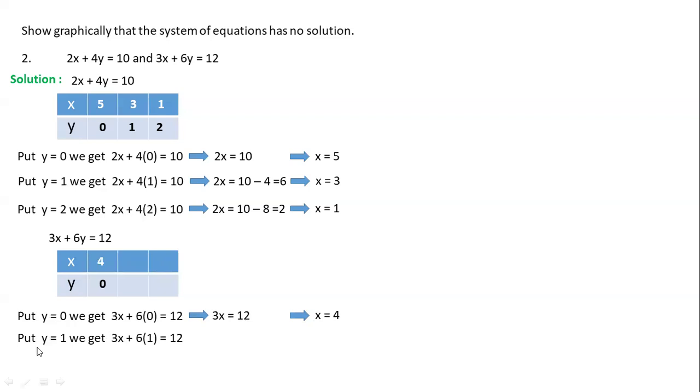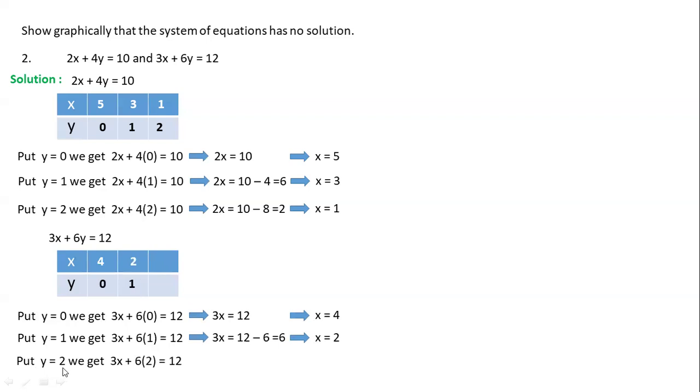Next, y is equal to 1. That is, 3x plus 6 into 1 is equal to 12. That is, 3x is equal to 12 minus 6, which is 6. So 6 divided by 3 is 2. So you'll get x is equal to 2. Let's take one more value. Well, let's put the value here first. When y is 1, x is 2.